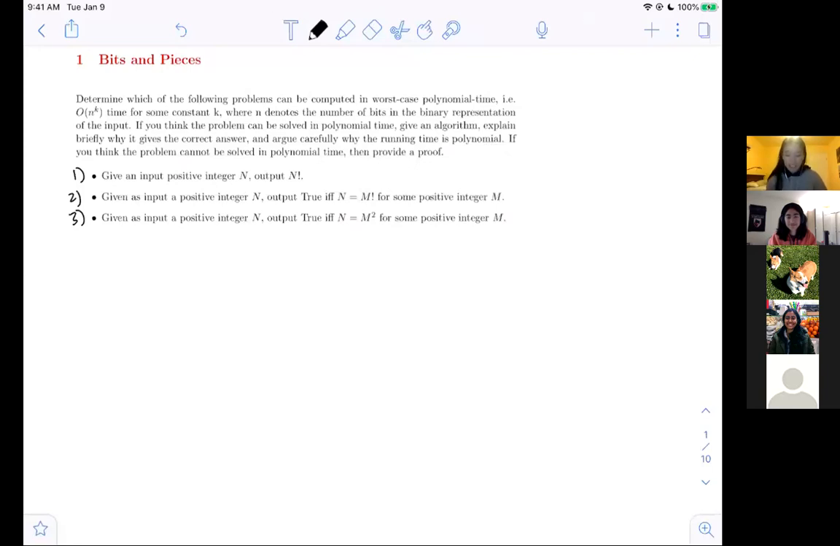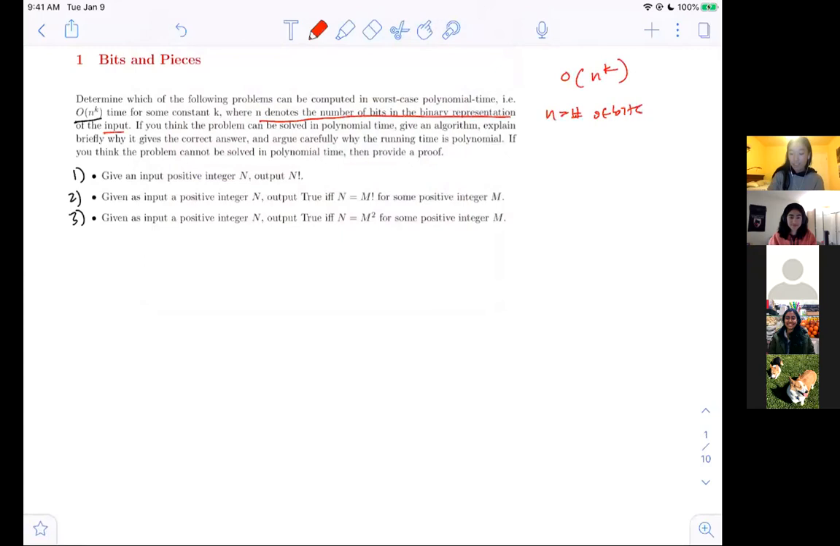So our first question is bits and pieces. We want to determine which of the following problems can be computed in worst case polynomial time, O(n^k) for some k, where n denotes our number of bits in the binary representation of our input. So I'm just going to go over this for a sec. We want O(n^k), where little n is our number of bits, and our input is a big N. By doing math, our little n is equivalent to log of our big N, and our big N is 2^n.